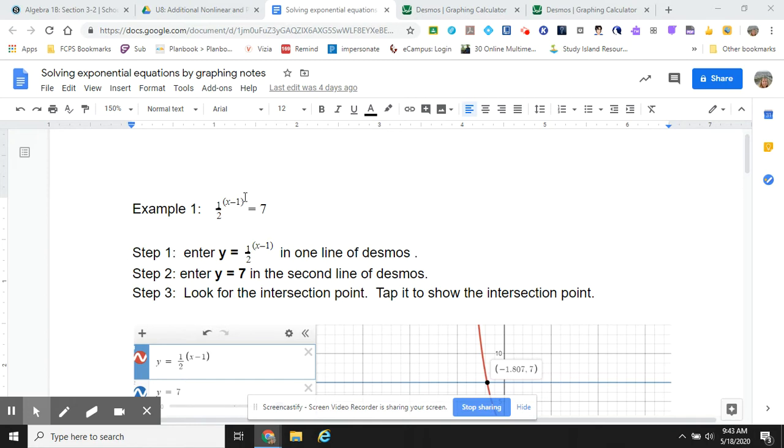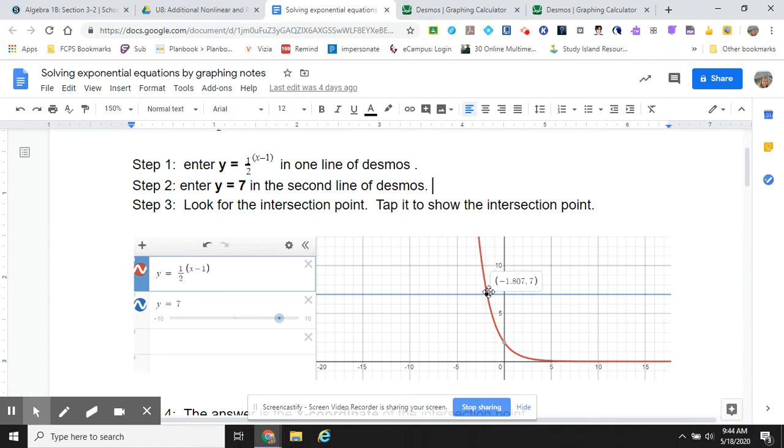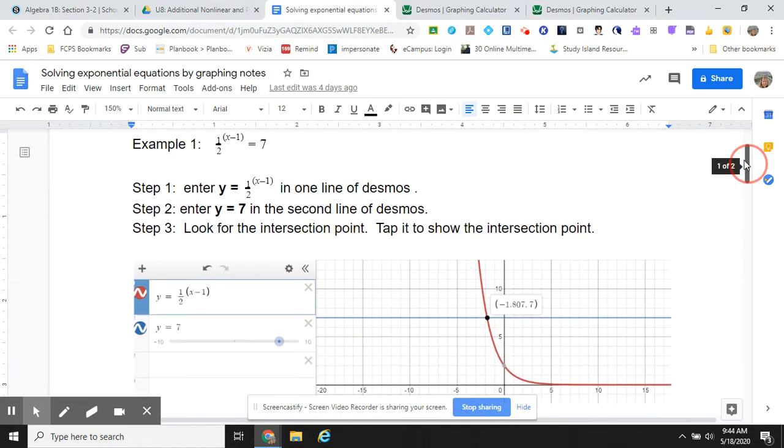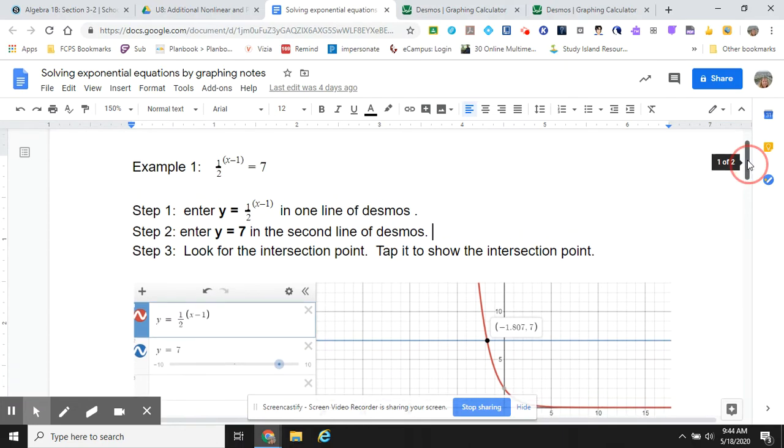So the first step is to enter the left side of the equation. You're going to set y equals to that, so y equals just this piece right here. And then in the second line of Desmos, type the other side, y equals that number. So it's always y equals on the left, and then y equals on the right, and then look for the intersection point. If you tap the intersection point, you'll be able to see it. Your answer is the x coordinate of that intersection point, because remember, you're trying to solve for x.